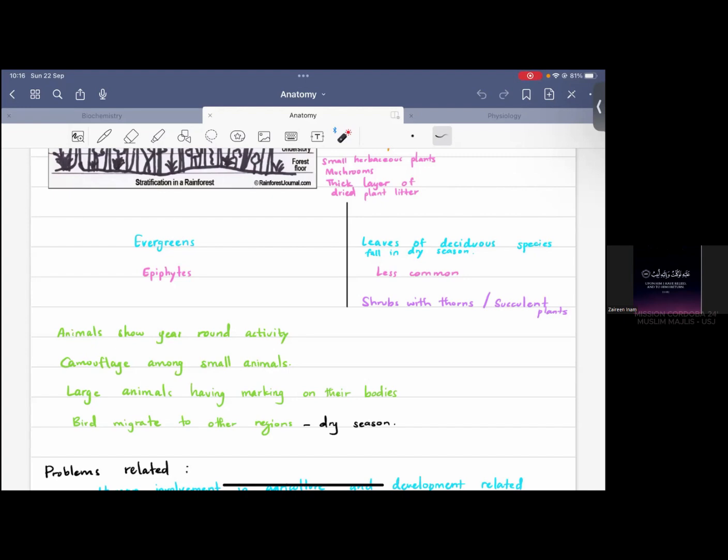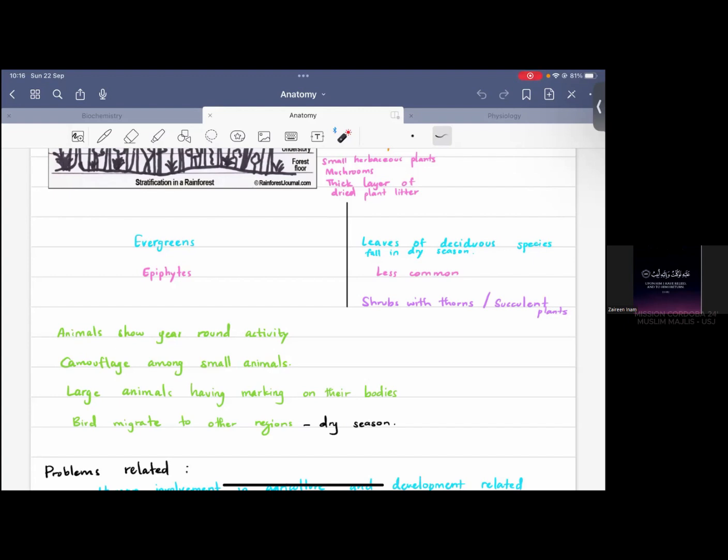And then you have shrubs. There are some shrubs with thorns as well as succulent plants in the dry forest. So why do you think shrubs with thorns? Maybe the leaves are modified into thorns because in the dry forest the temperature is high and they should avoid transpiration. That could be one reason. Then you have succulent plants, to store the water. They won't ask you why. I'm just telling you so that you can remember.